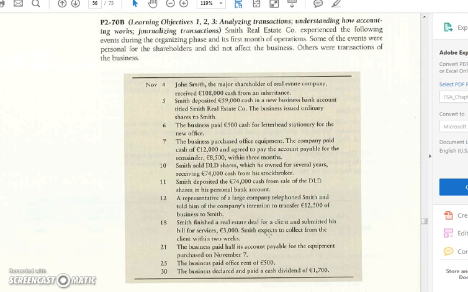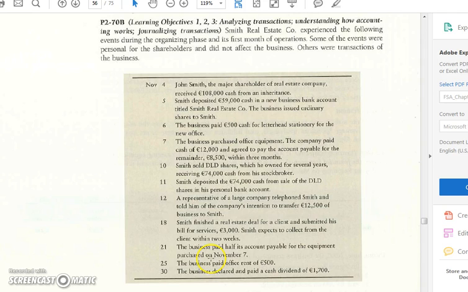On the 18th, he finished a real estate deal for a client and submitted his bill for services, 3,000 euros. He expects to collect from the client within 2 weeks. Now we know that this is definitely a transaction, and there's an accounts receivable due from this company for the work that he did. So, a bit of service revenue, and they'll pay in 2 weeks.